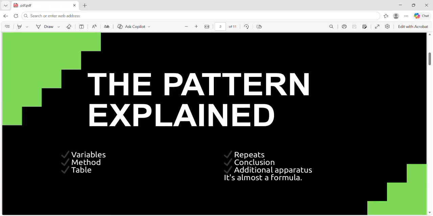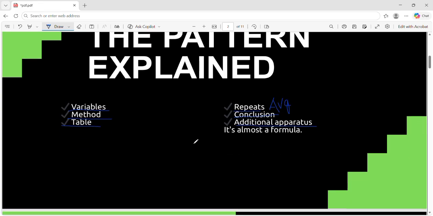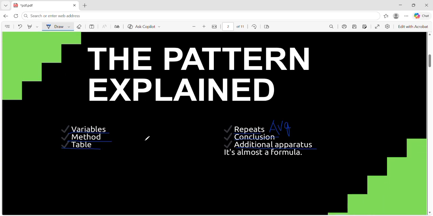Okay, so basically this is the formula of what you need. You need to memorize these 6 things: the variables, the method, the table, repeating, and average. Average is also really important. Then we have conclusion and additional apparatus. So we'll go through this one by one.